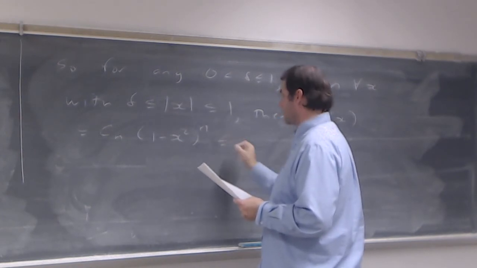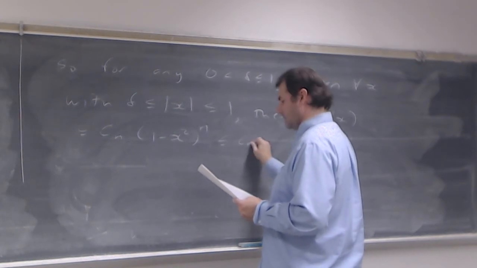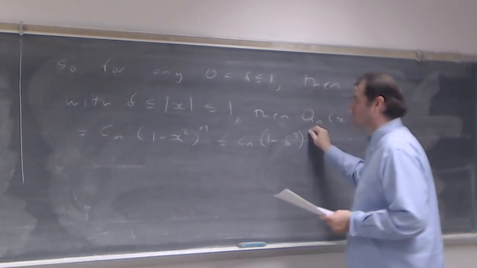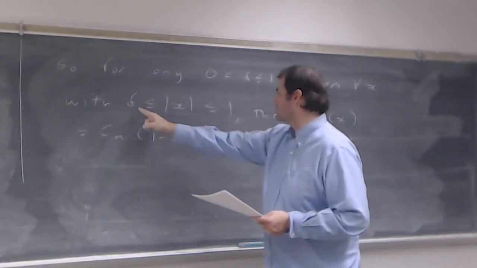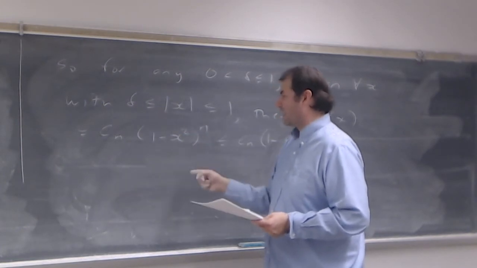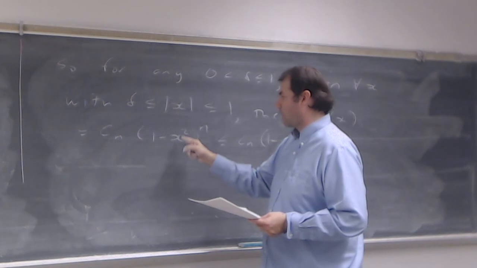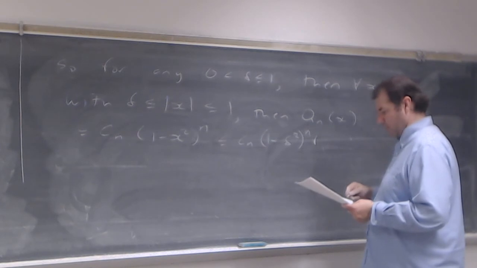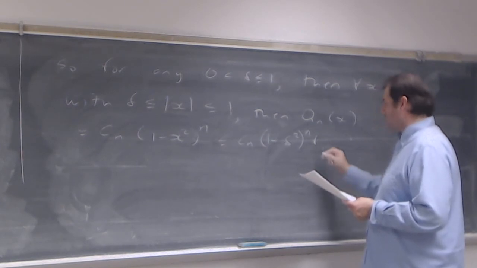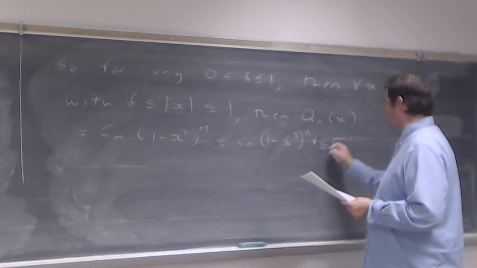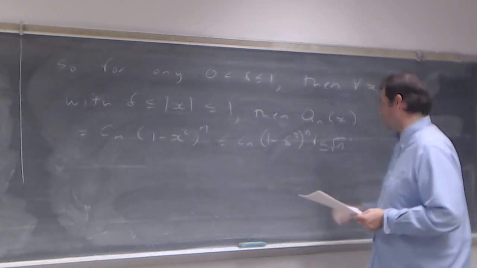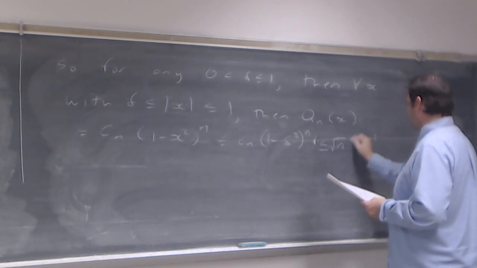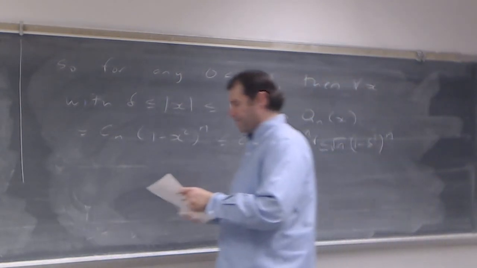So this is going to be less than or equal to c sub n times (1 minus delta squared) raised to the n. So here, I'm replacing the x with the delta. When I square it, I'm going to get something smaller than what I would get with x. So I'm taking from one something smaller, so it got bigger, raised to the n power, which is less than or equal to the square root of n. Remember, c sub n is less than or equal to the square root of n, times (1 minus delta squared) raised to the n.